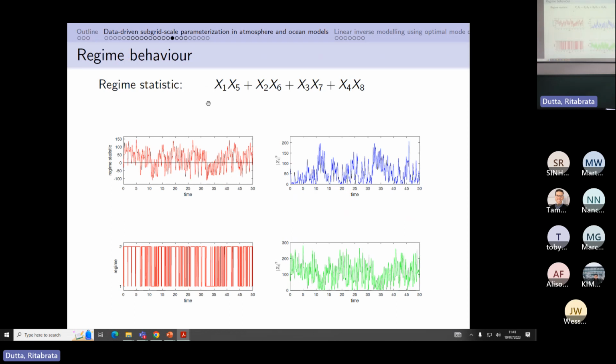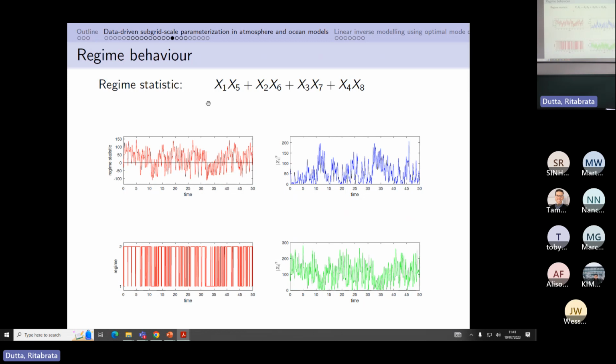10 minutes left, yeah. Just briefly, there's regime behavior in one of these Lorenz settings. So it's a bit like atmospheric regimes, blocking and zonal flow. Here it's similar. We have the wave number 2 and wave number 1 regime. That's the regime statistics. If this is positive, then we have positive correlation of opposite variables. If it's negative, it's the opposite.